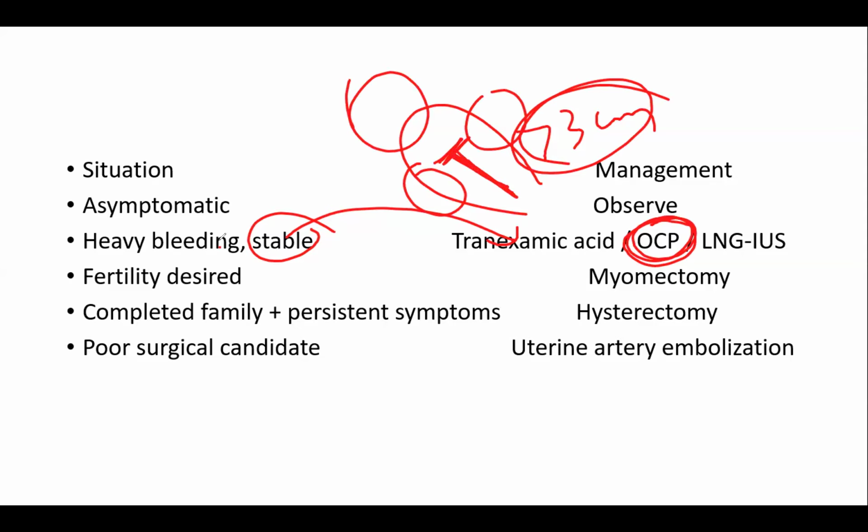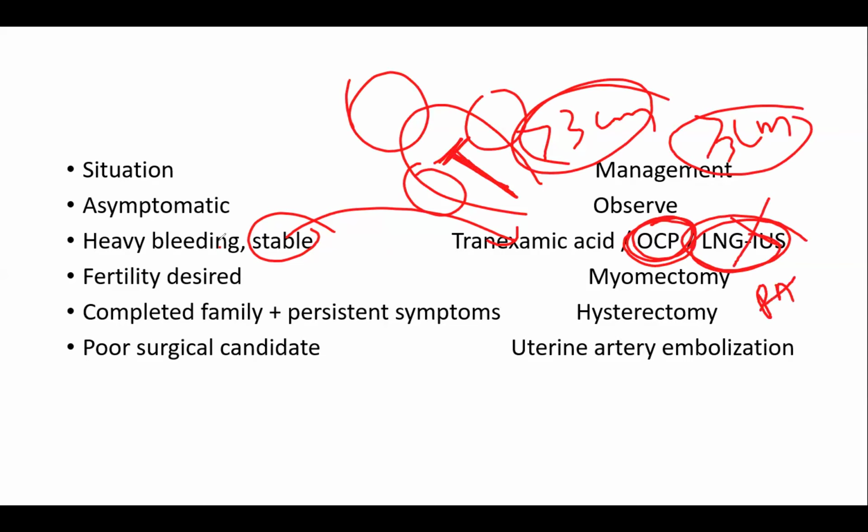That's why if there is any structural abnormality which is more than 3 centimeter, better you avoid LNG-IUS. So for PALM, try to avoid LNG-IUS. For COEIN, you can put LNG-IUS. For PALM, always, whatever structural abnormality is there, remove that, either polyp, or adenomyoma, or whatever it is.